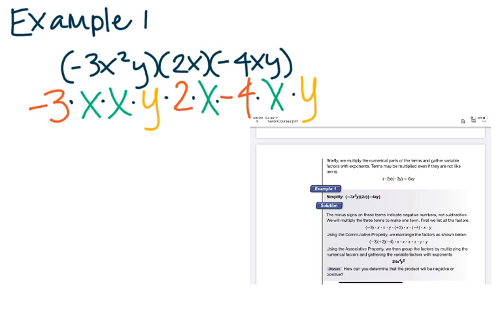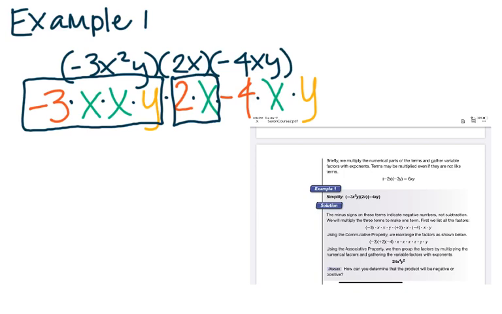So I have -3 times x times y. So that's this first group. Then a 2x. And then a -4xy. So I've pulled all these groups out and just made them one long multiplication. Okay, now I'm going to regroup them. And notice how I was doing these different colors? I did different colors to kind of make it easy for you to see how I'm going to regroup them.